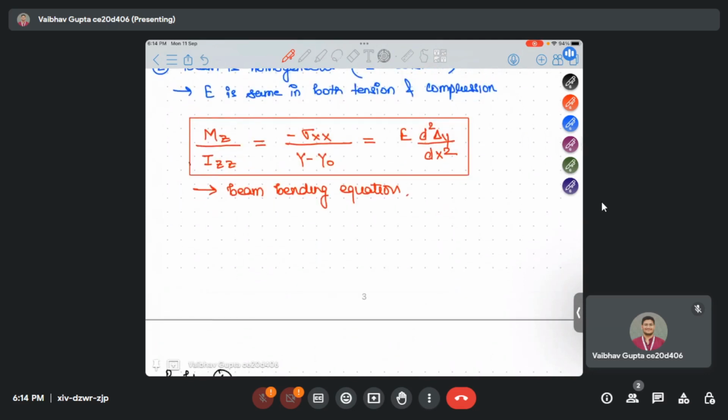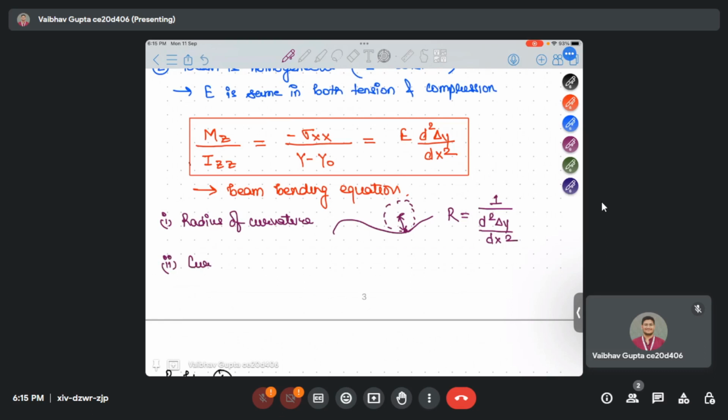Now we studied two things. One is the radius of curvature, which is: if we have a curve and we have to find it at one point, just draw a circle at that point, and the radius of that circle is known as the radius of curvature. This is denoted by r, which is equal to 1 upon d2 del y by dx square.